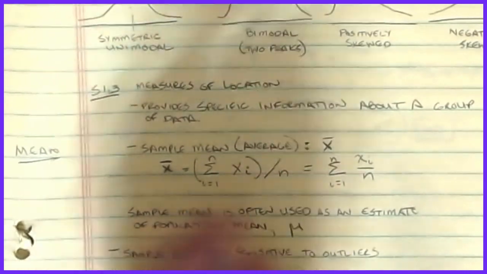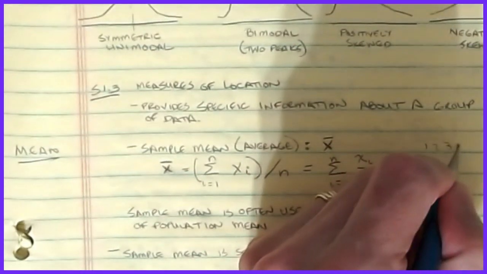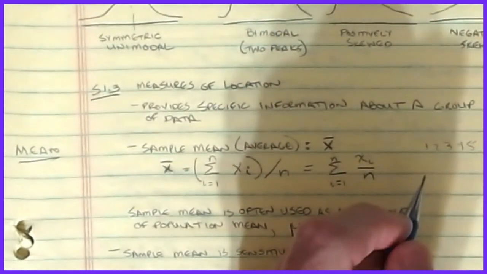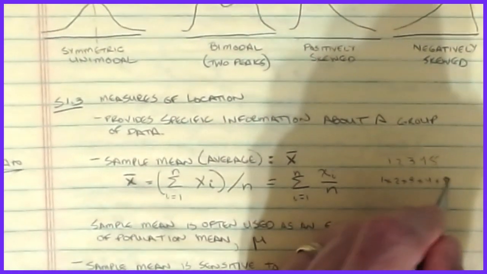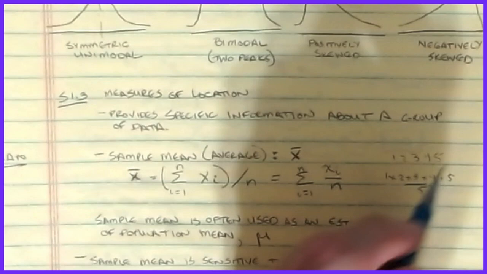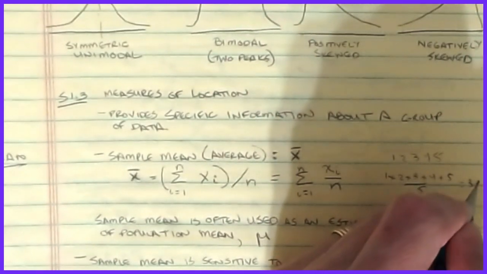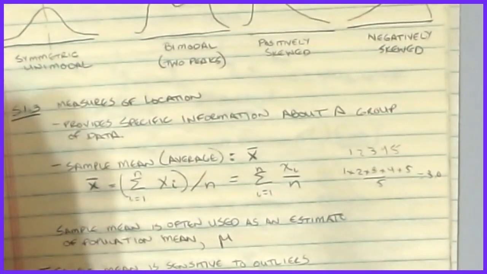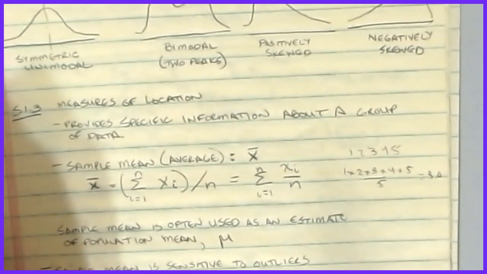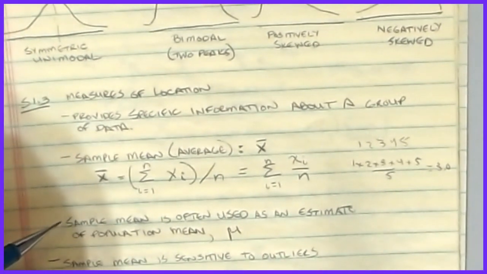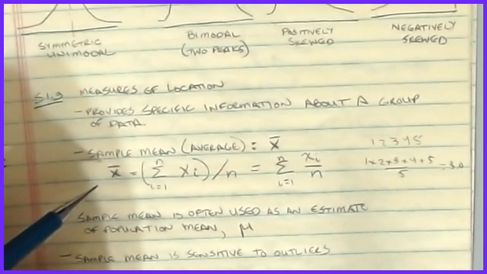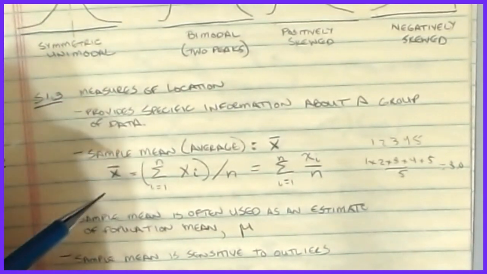So if I have 1, 2, 3, 4, and 5, then I'm going to do 1 plus 2 plus 3 plus 4 plus 5 divided by 5. So that's 3, 6, 10, 15 divided by 5. My average is 3.0. That's all you're doing. And we've done this a thousand times through our careers in high school and into college. So that's a sample mean. It's based off of a sample set of data.